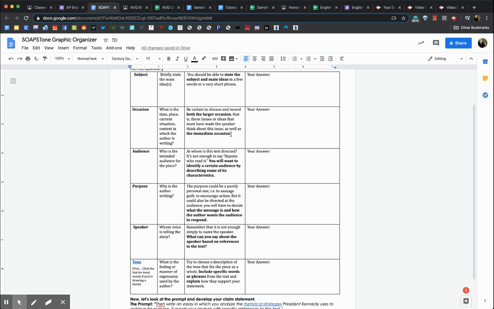The next one is audience. Who is the intended audience for the piece? And don't you dare say the people who are standing in front of him. Who is this text directed at? It's not to say anyone who will read it. You want to identify a certain audience by describing some of its characteristics.